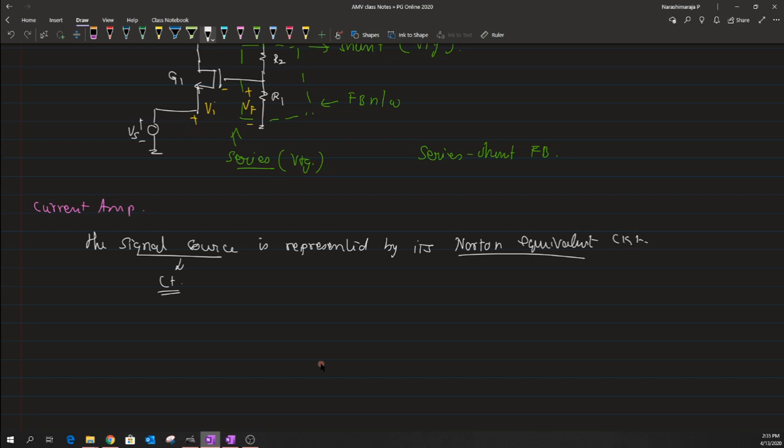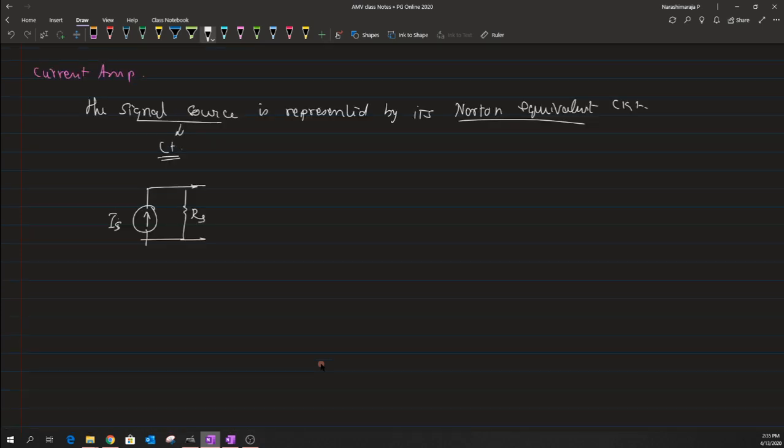Okay, so what it really means is that the input current could be modeled with a current I in or IS, and the source resistance will appear in parallel to it, and this is what we mean by this Norton equivalent circuit. Whereas if, as earlier, the signal source is a voltage, then it has been modeled as a Thevenin's equivalent circuit.